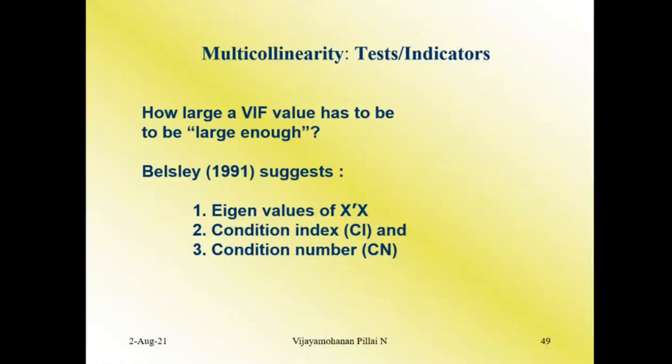Now the second indicator is given by Wellesley in 1991 in terms of what is called a condition index or condition number. Some of the textbooks refer to these as Wellesley's indicators also. Both the condition index and the condition number are taken from the eigenvalues of the matrix X prime X, where X is the data matrix.